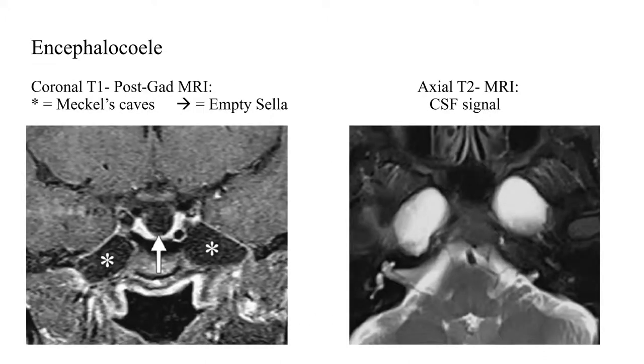On imaging, on the left is a coronal T1 post-gadolinium MRI that shows the bilateral encephaloceles in the Meckel's caves, as indicated by the asterisks, and the arrow pointing up to an empty sella. On axial T2 on the right, you just see a high CSF signal, obviously because of the CSF in the lesion.